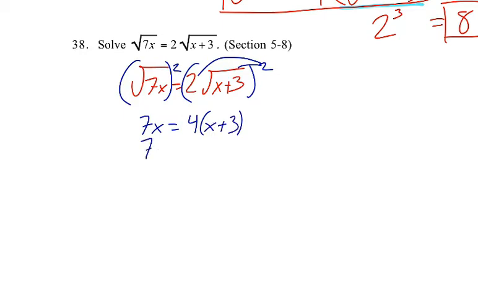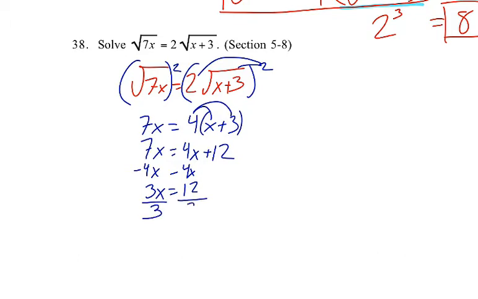Now on the left side, nothing's changed yet. Let's clean up the right side a little bit. 4 times x is 4x. 4 times 3 is 12. From there, just go through and solve like you would normally. Subtract 4x from both sides. 3x equals 12. And then to solve for x, to get it all by itself, we've got to divide by 3, leaving us with just x equals 4.